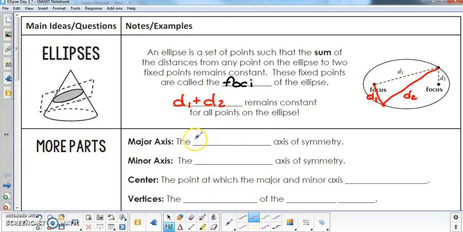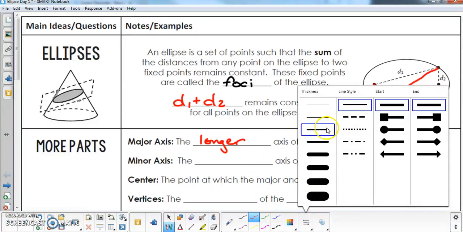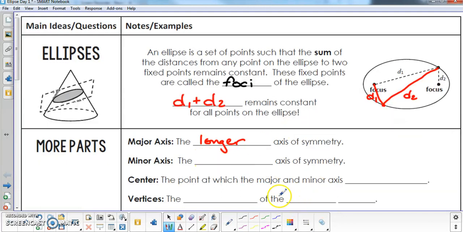So the major axis is the longer axis of symmetry. The minor axis is the shorter axis of symmetry. The point at which the major and the minor axis intersect, that is our center.